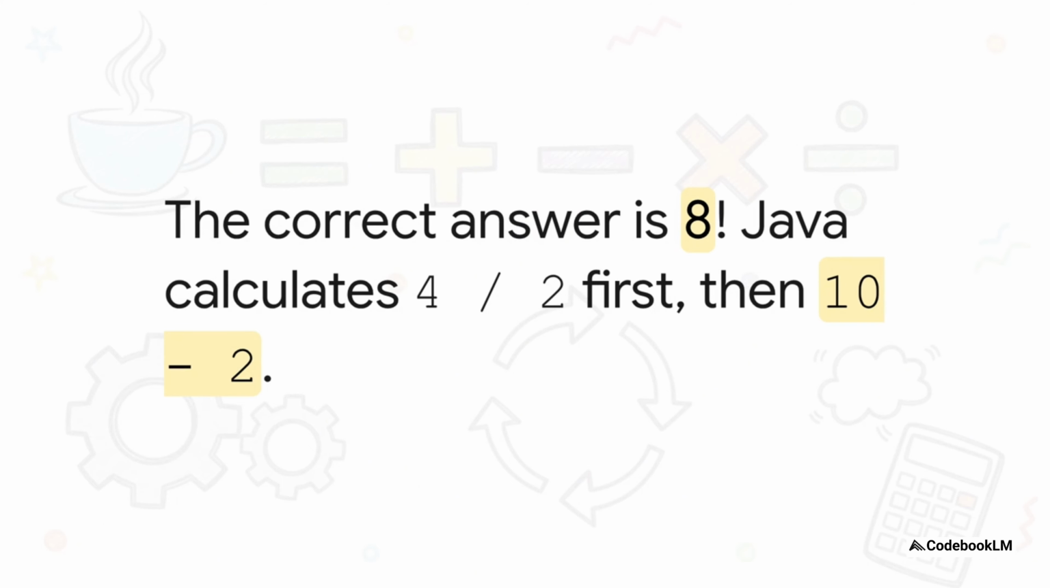So, going back to our little mystery, the correct answer is 8. Every time. Because in PEMDAS, division comes way before subtraction. So Java calculates 4 divided by 2 first to get 2, and then it subtracts that from 10. No ambiguity, just a consistent, correct answer.